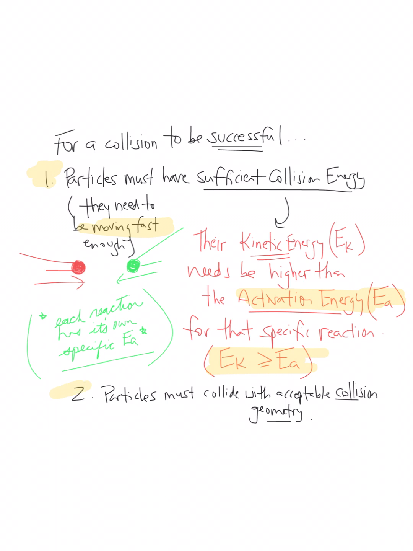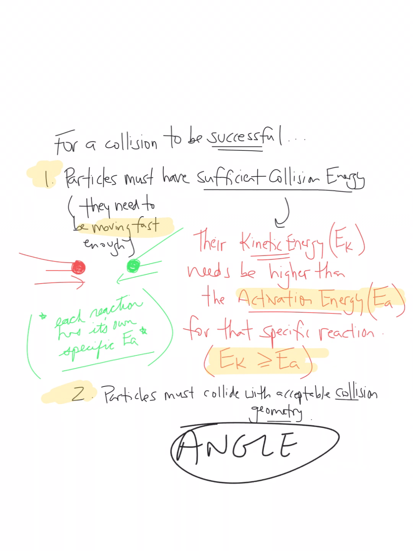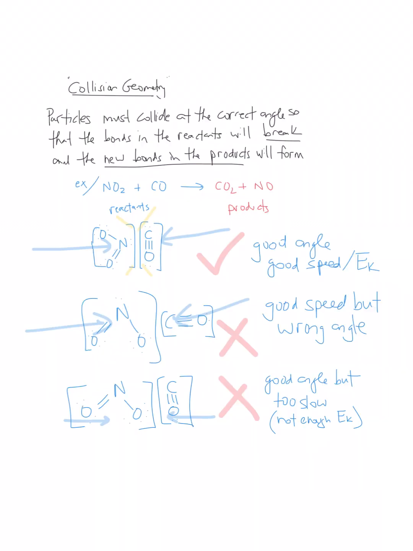The second criterion which must be met for a collision to be successful is that particles must collide with acceptable collision geometry, as we say. And that basically means that they have to collide at the correct angle. This is all about the angle at which they hit one another. It has to be right.